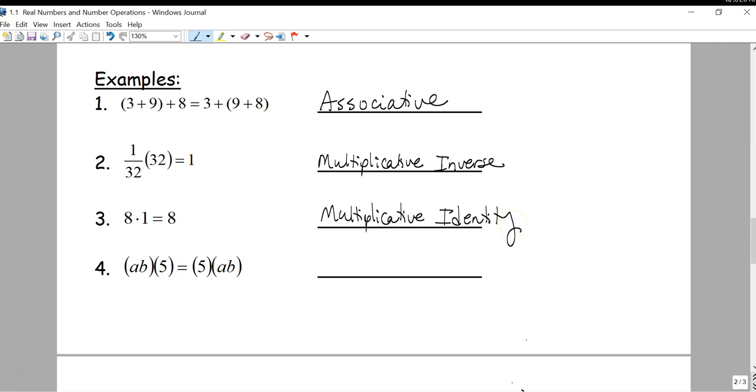And then the last example looks like it might be associative, but I have not changed the grouping. Notice I have an AB together and a 5 and an AB. And all I did was switch the order of the 2. So what I have here is called the commutative property.